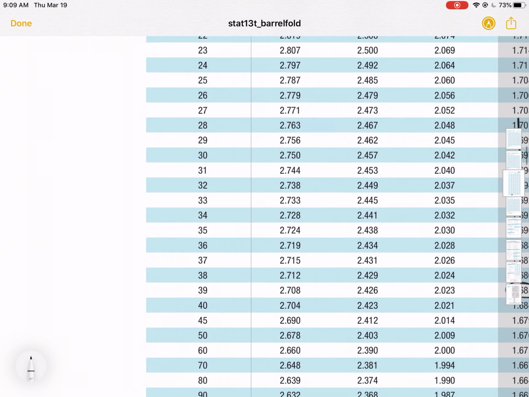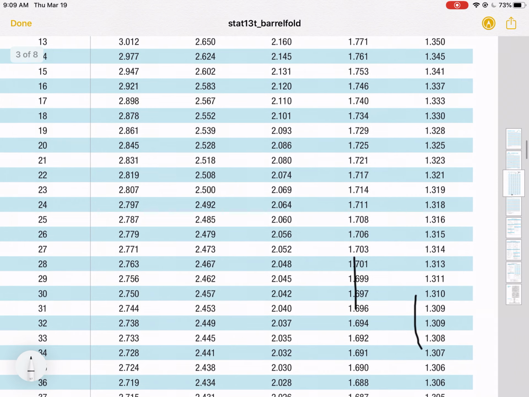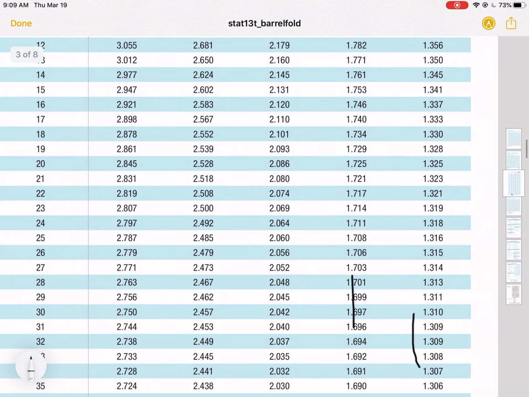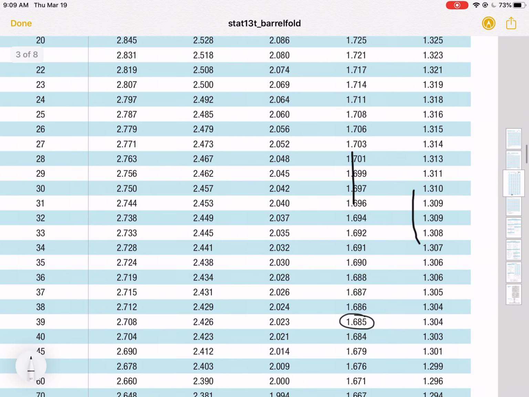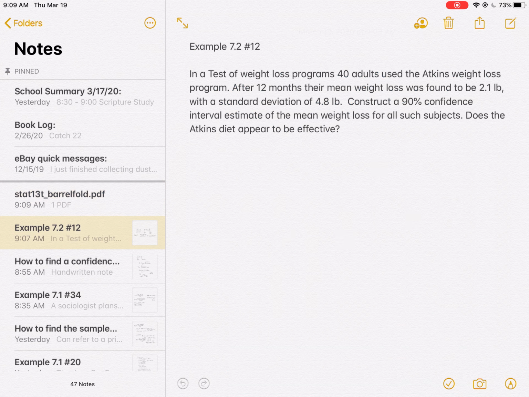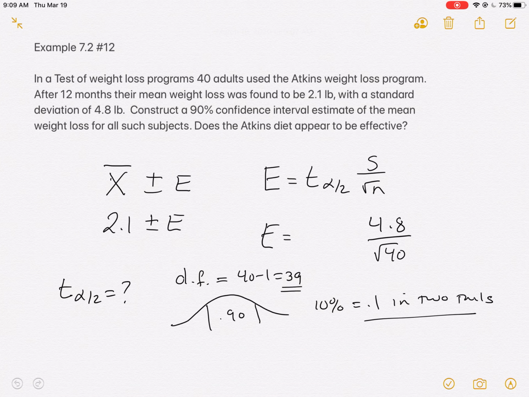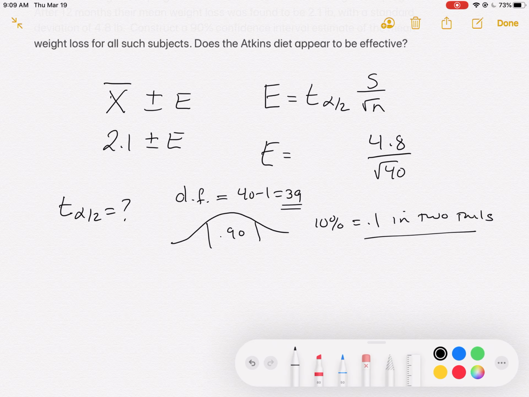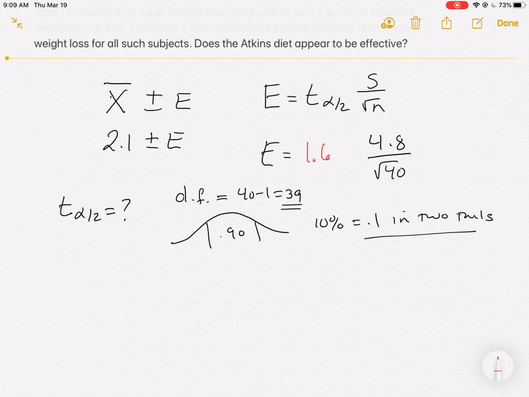Notice that that's in the 39th row, and it's in the column headed by 10% in two tails. So let's remember that number again, 1.685. So let's go back over to our work in number 12, make it big again. And come in here and say, well, the only thing I was missing, and I'll put it in maybe a red color, was, I already forgot it, 1.685, I think.